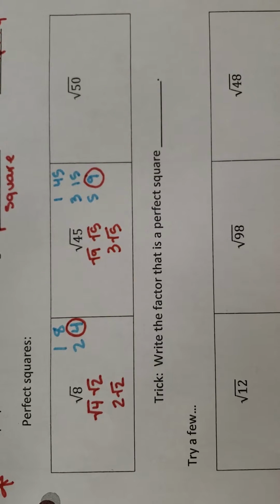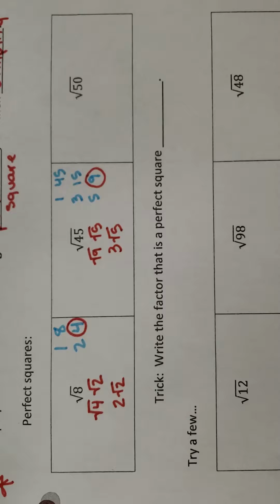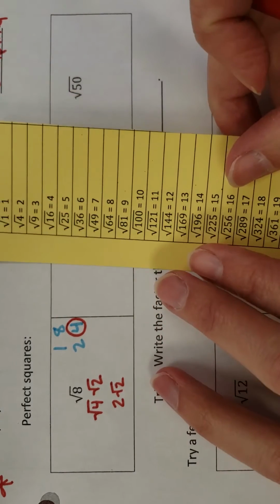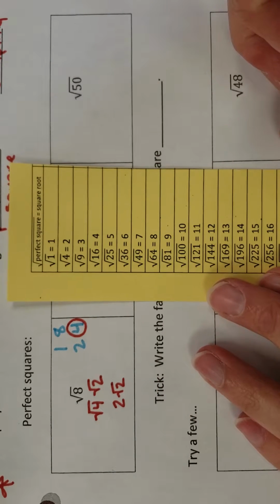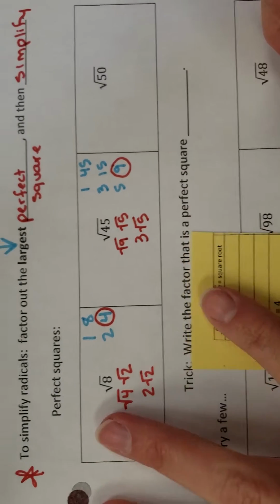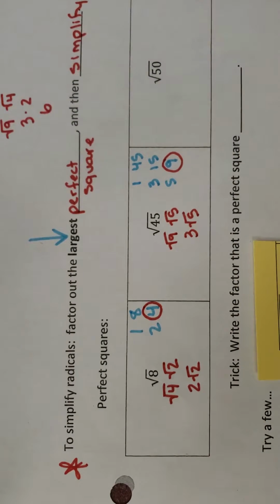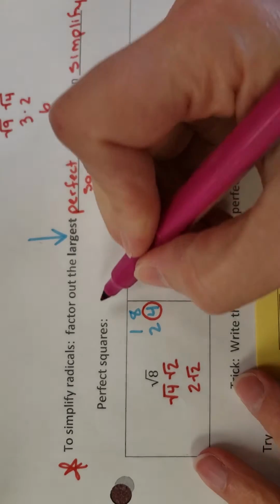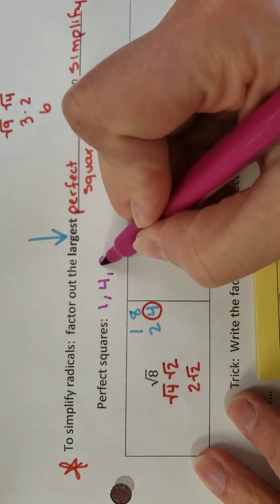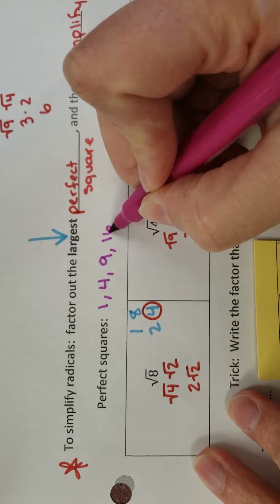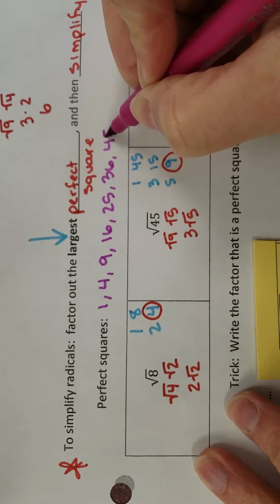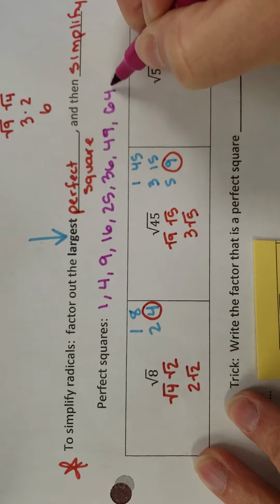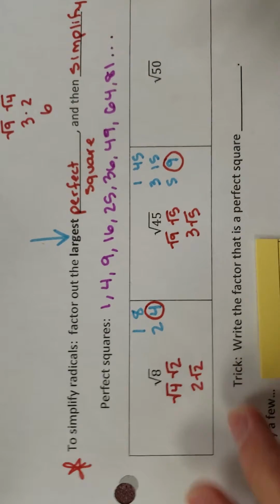All right, let's try another one. What is the largest perfect square that is a factor of 50? Now in our class we used this to help us. You are welcome to write down these perfect squares. There's a place for that here on your notes. Perfect squares are 1, 4, 3 times 3 is 9, 4 times 4 is 16, 5 squared, 6 squared, 7 squared, 8 squared, 9 squared, and so on.